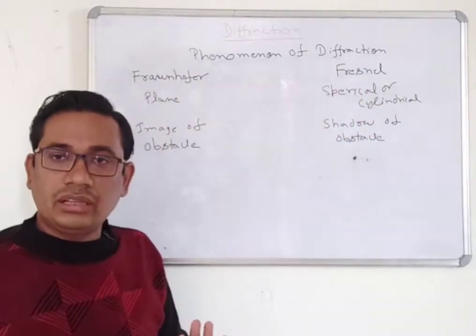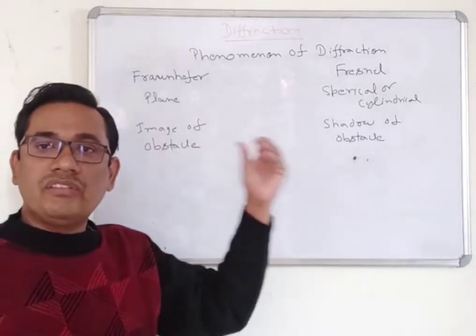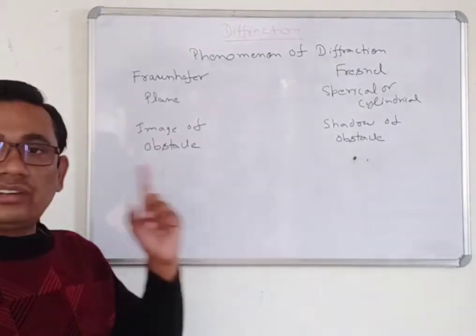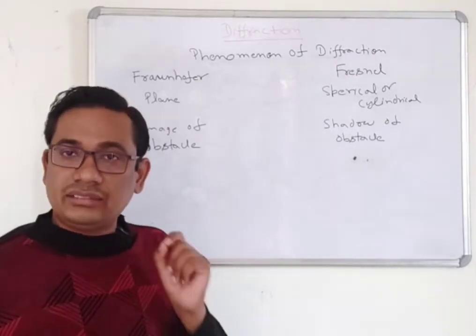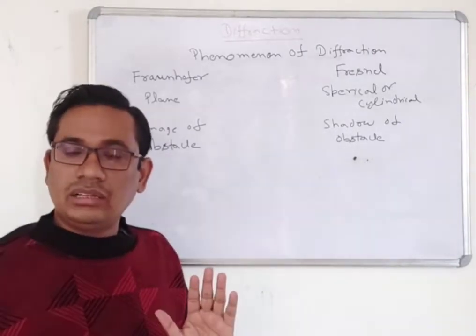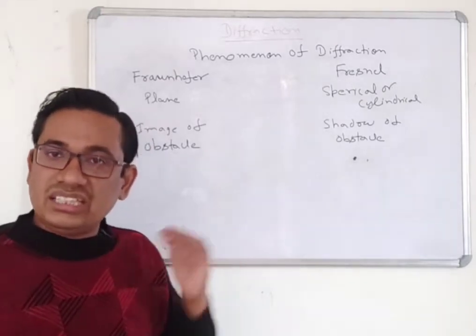First, we will discuss the example of Fraunhofer, then we will discuss the Fresnel. So, what is the first example of the Fraunhofer? The first example of the Fraunhofer is known as a single slit. So, first we will start the diffraction due to the single slit.